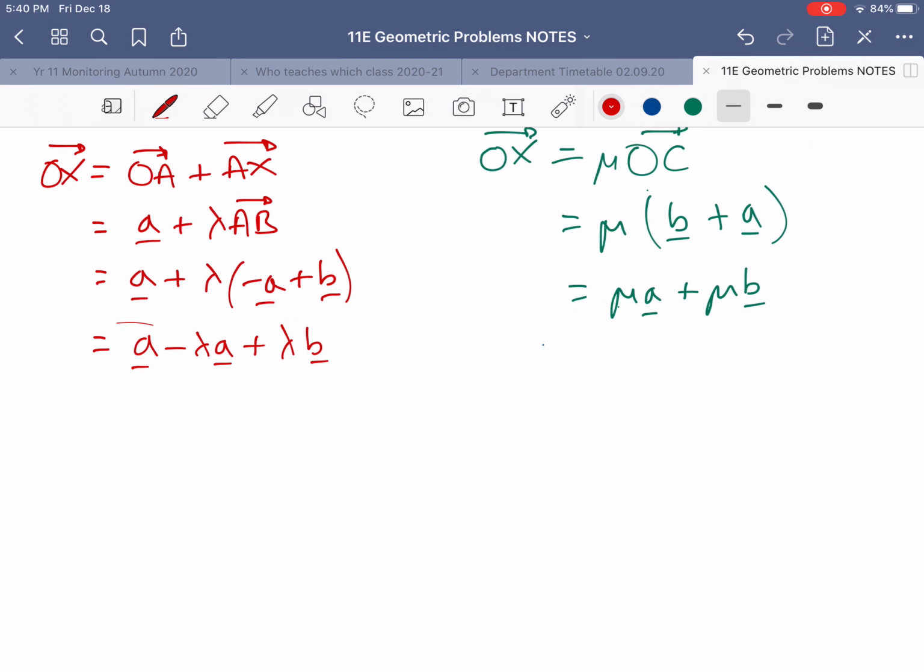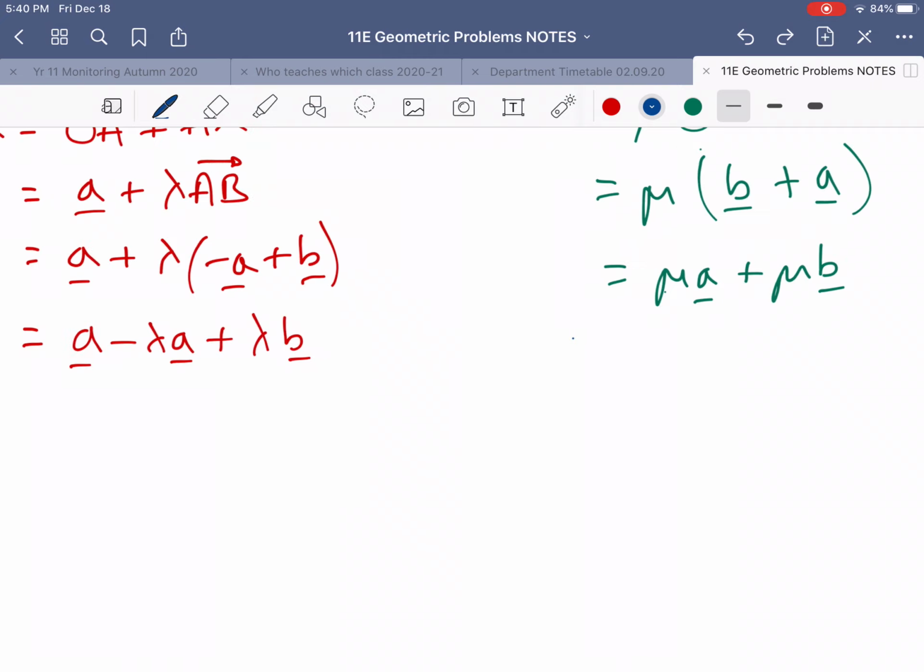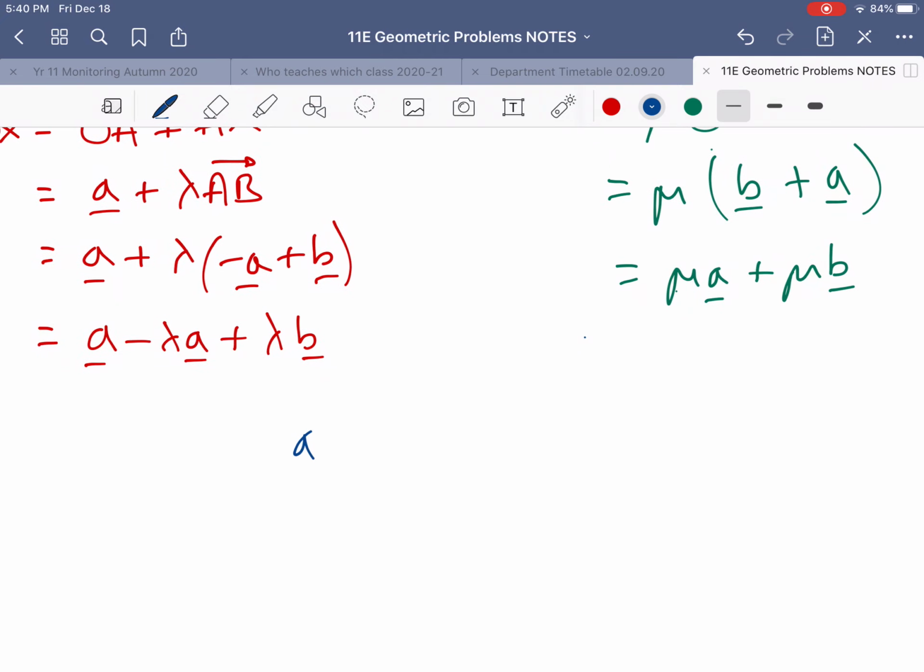Now these two statements are equal, so let me rewrite them. So we have A minus lambda A plus lambda B is equal to mu A plus mu B. Just to make it a bit more obvious, like I did before, that's 1 minus lambda A, factorising out the A.